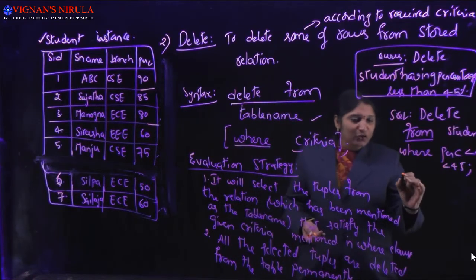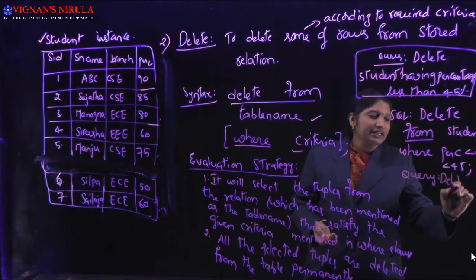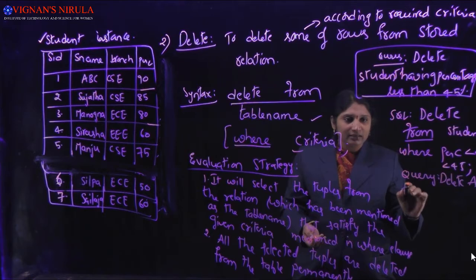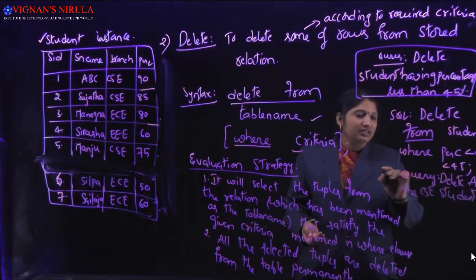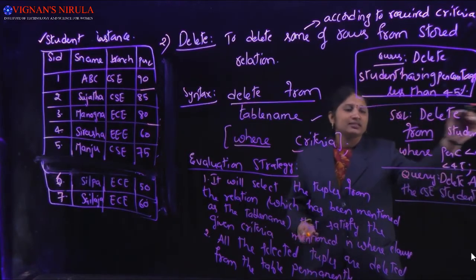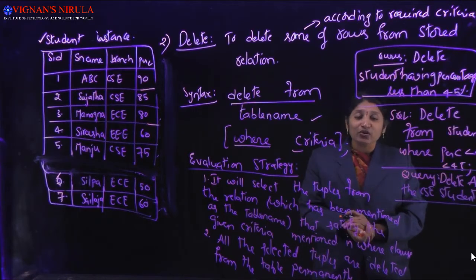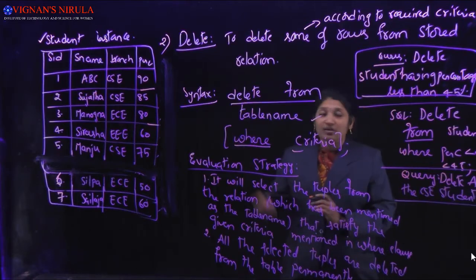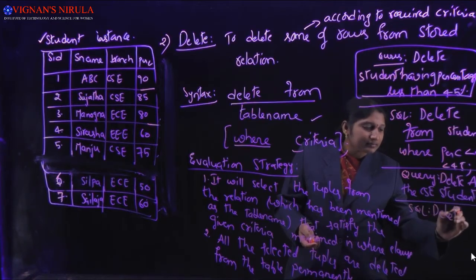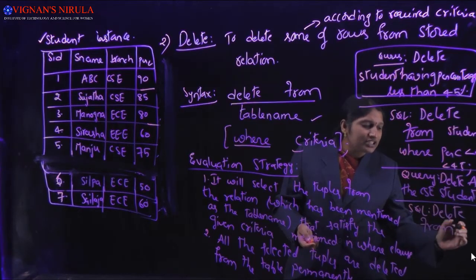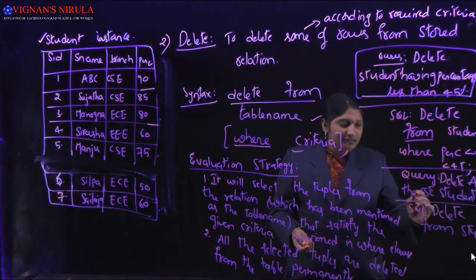For example, the user has given the query: delete all the CSE students. So what is the query that has been given to us? Delete all the CSE students. CSE is a branch, so which table is there? Student table. So you must give the command as delete from, what is the table name? Student.